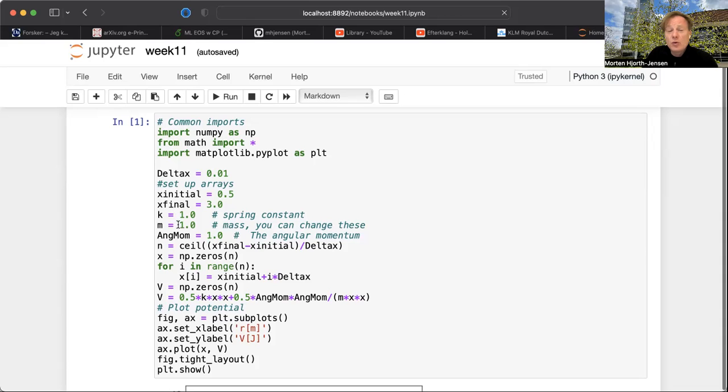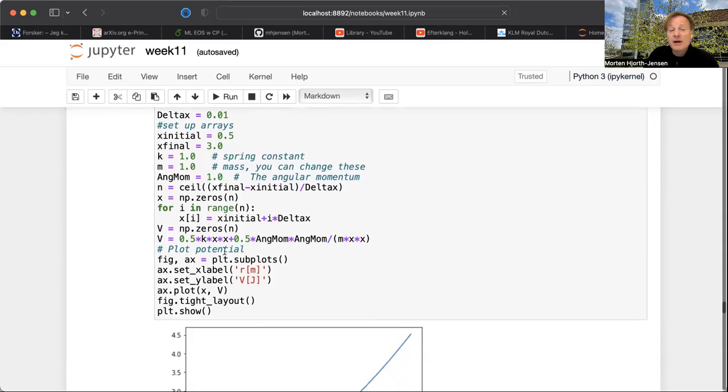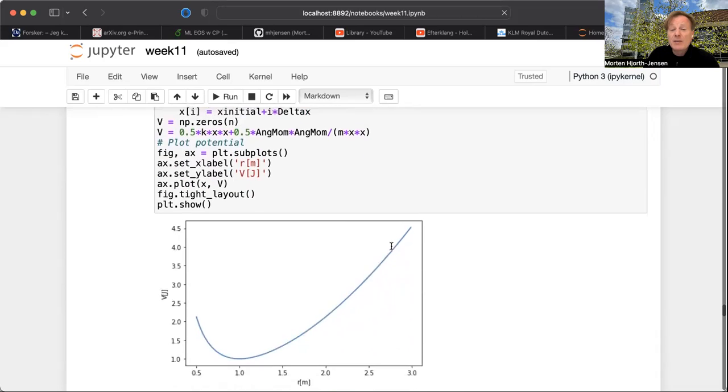We put k equal to 1, m equal to 1, and the angular momentum to 1, just to simplify life. So these are just parameters which we picked in order to make life a little bit simpler for us. We set up an array of the values which we want to have along the x-axis. And with that, we now define a potential, which is 0.5 times k times x squared plus the angular momentum part, which you see here. And then we make a plot.